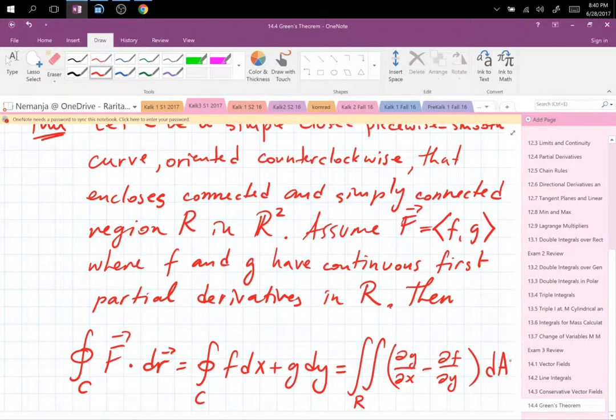So if you miss any one of the conditions here, then this immediately doesn't apply. So it either explodes or it gives you the wrong answer. So let's take a look at an example of this.